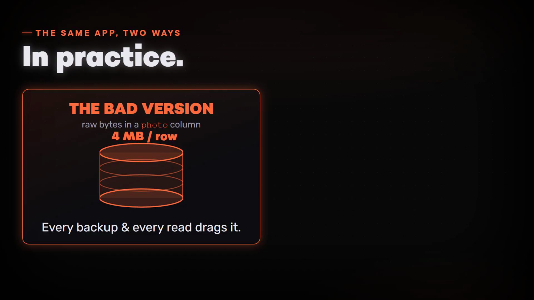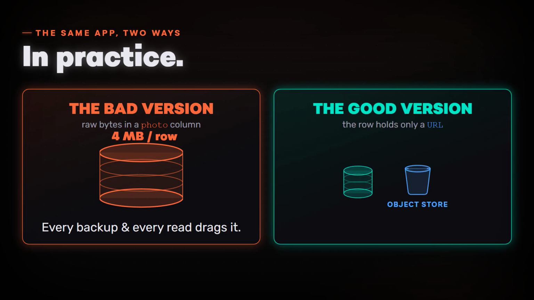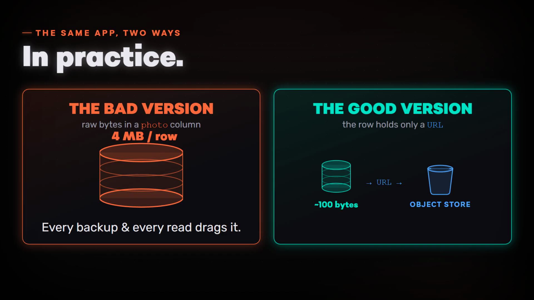On the left, the bad version. Your database has a photo column holding the raw bytes of the image. A 4 megabyte image lives in your row. Every backup of your database now drags 4 megabytes per user. Every read of that row drags 4 megabytes. Your disk fills up. Your cache becomes useless because no single image fits twice.